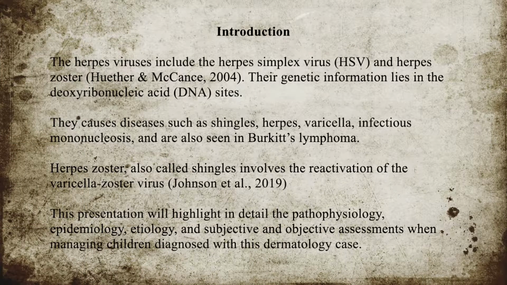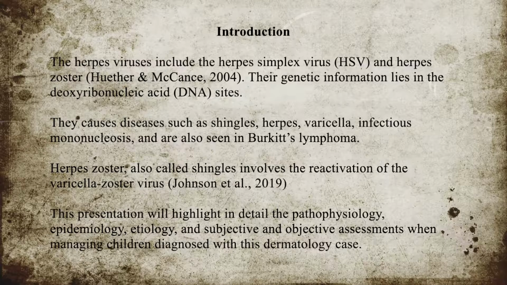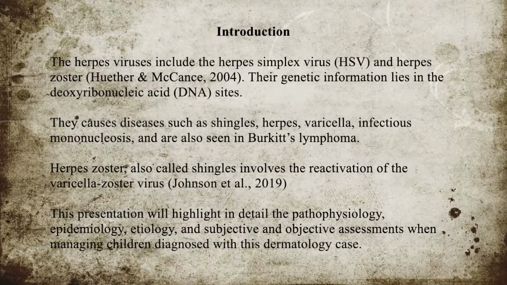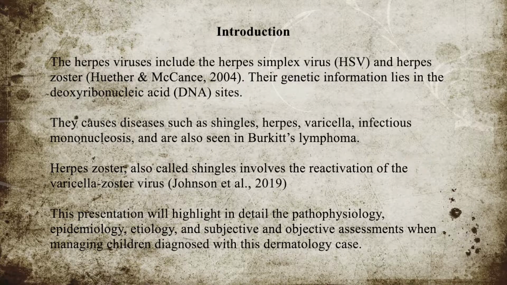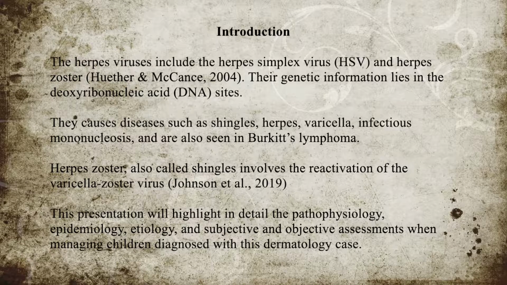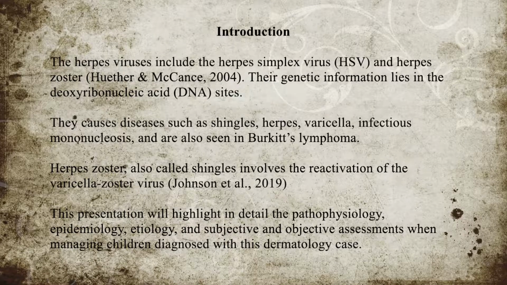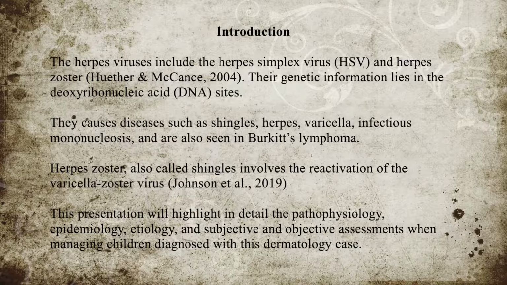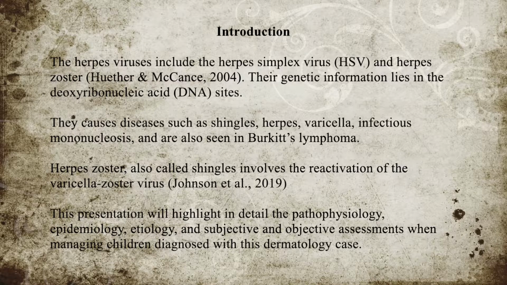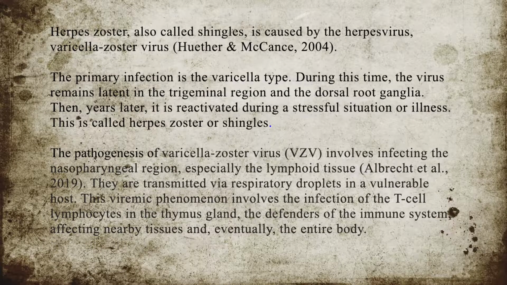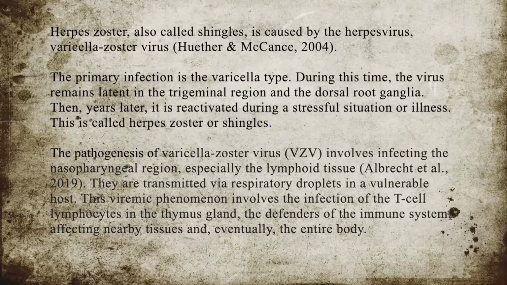Now it's herpes zoster. The herpes viruses include the herpes simplex virus and herpes zoster, and they lie in the DNA side. Diseases such as shingles, herpes, varicella, and infectious mono are also seen in Burkitt's lymphoma. Herpes zoster, also called shingles, involves the reactivation of the varicella zoster, and the presentation will begin with the pathophysiology, epidemiology, etiology, assessment, plan, and implementation.